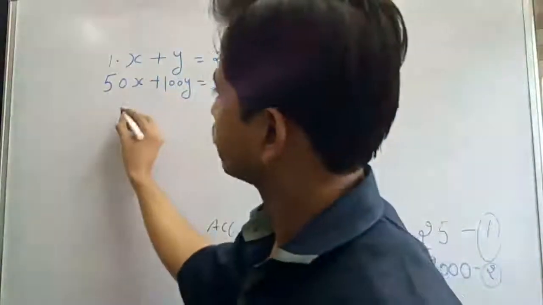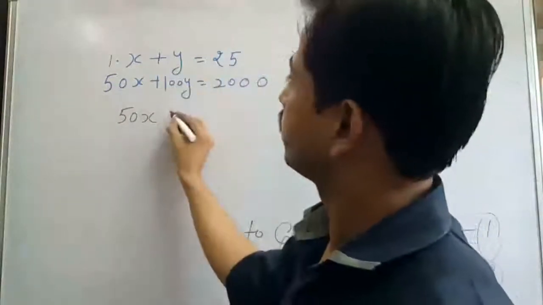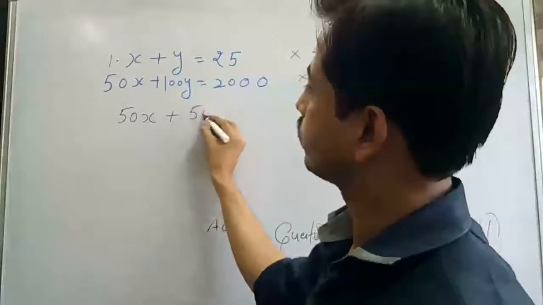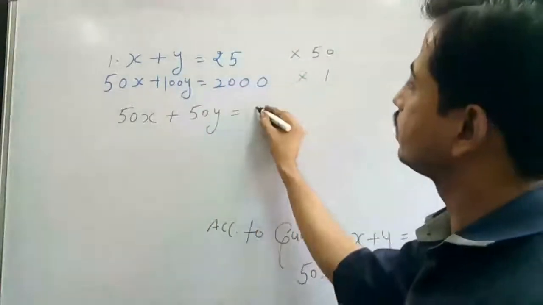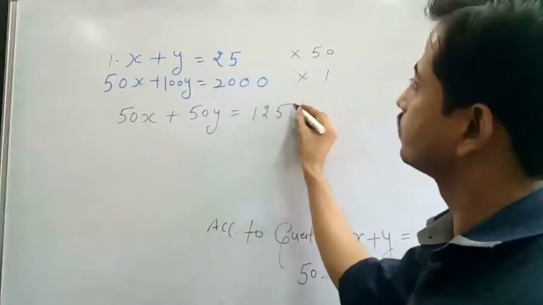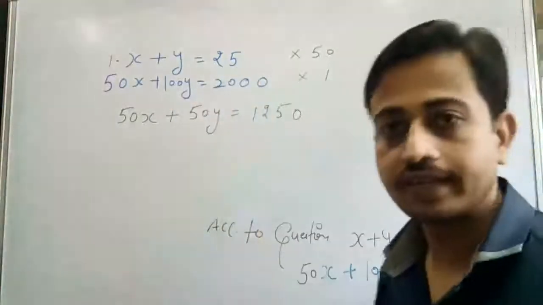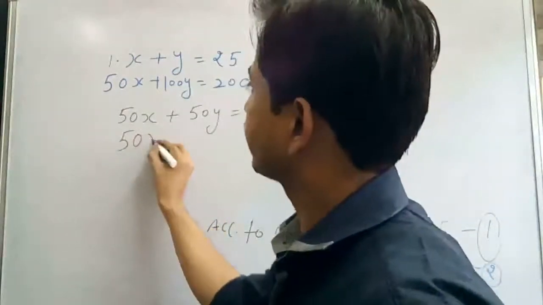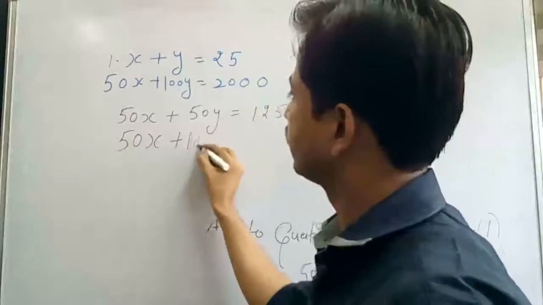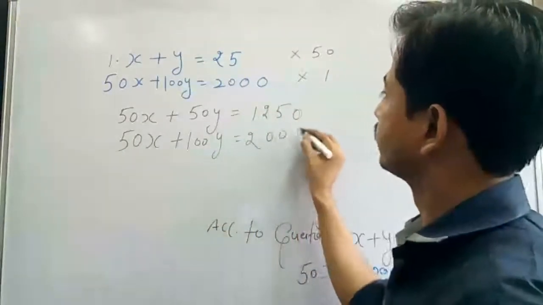So what will I get to multiply? 50 into x, we get 50x. 50 into y, we get 50y. Now 50 into 25, we get 1250. Now if you multiply it with 1, we get the same equation. So please write 50x plus 100y is equal to 2000.